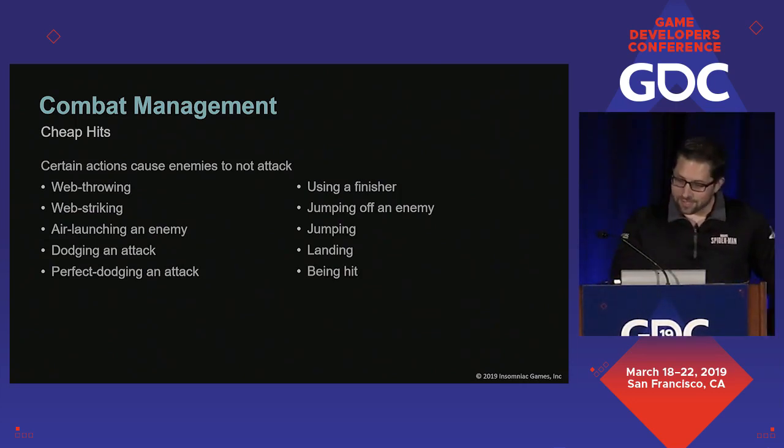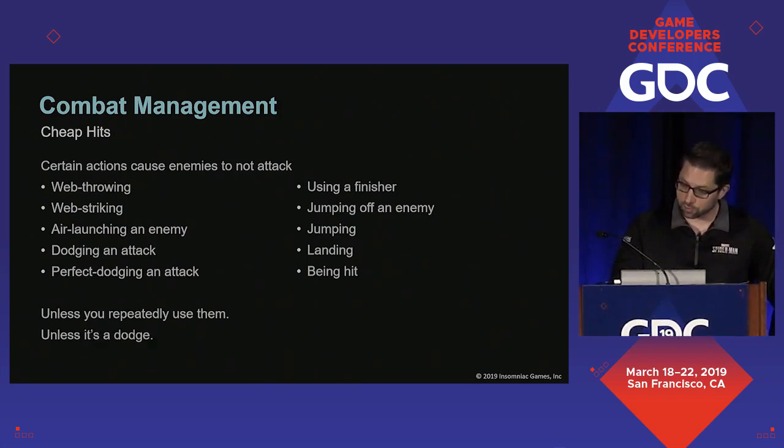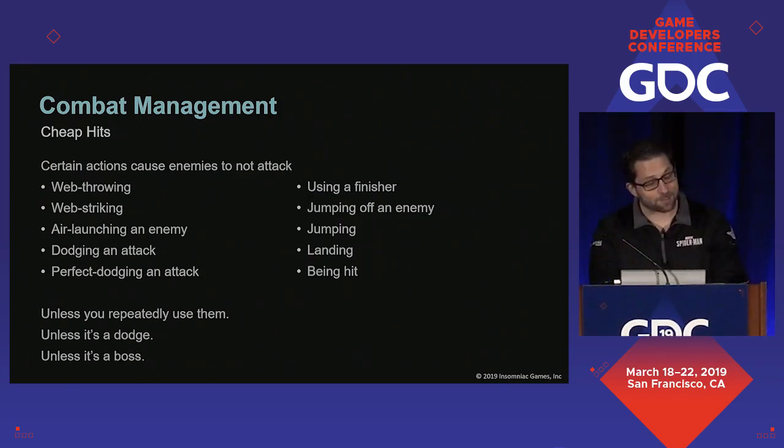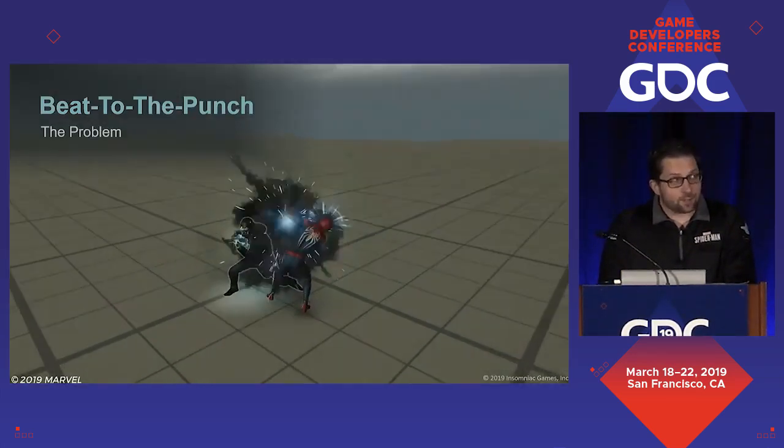And so in all of these cases, we'd cancel incoming attacks, unless you abuse the action repeatedly, and then we'd allow the attack jobs to persist. Unless that action was a dodge, in which case we'd still cancel the jobs. Unless it was a boss fight, and then the jobs wouldn't be canceled. And that still wasn't enough.